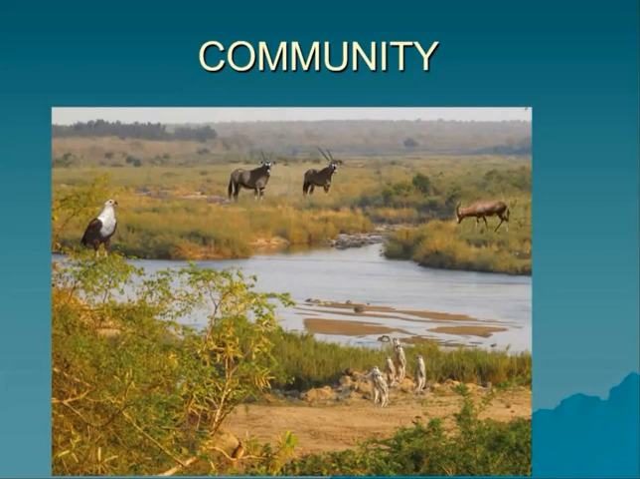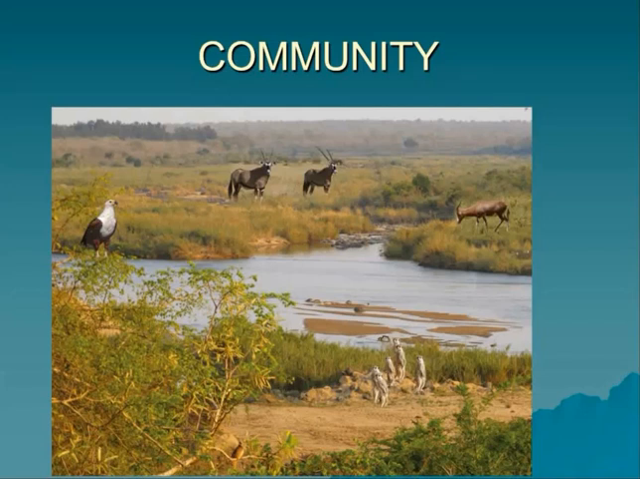How many communities can we see? 2. You are only looking at the animals. What about the plants? Can you see these plants? They are not the same. They are different species of plants. So now we can say we've got a community of plants there. We've got a different population of plants, a different population of animals. Yes, the eagle.